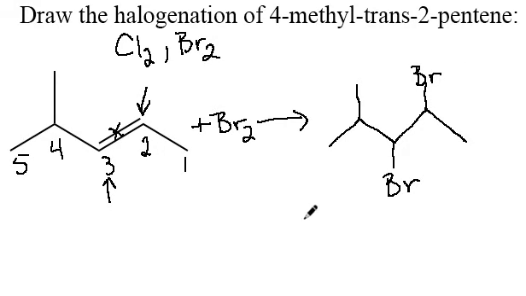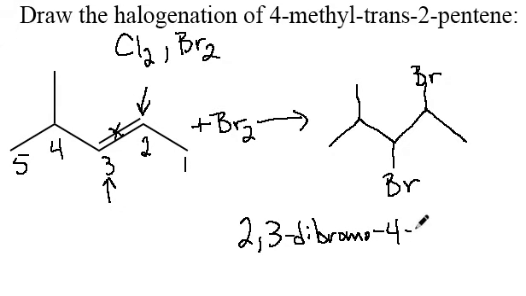The name of this molecule would be 2,3-dibromo-4-methylpentane. And we have the bromines having the lowest number because the bromines take precedence over the methyl group. So the numbering remains as it was in the alkene, 1, 2, 3, 4. So 2,3-dibromo-4-methylpentane.